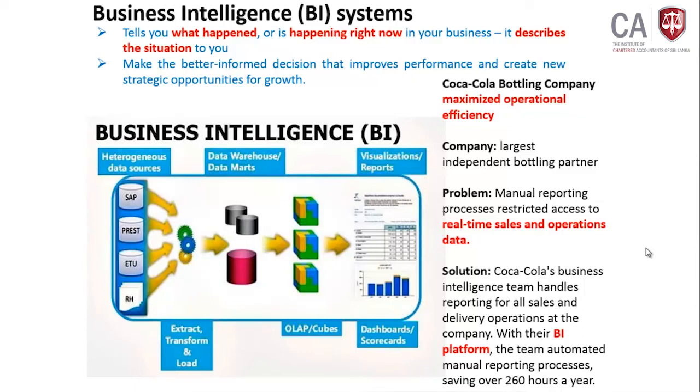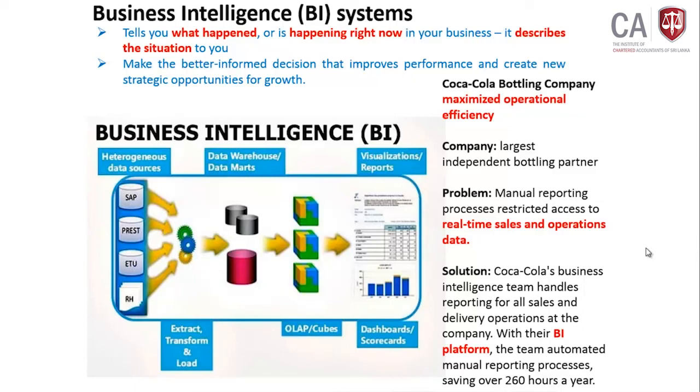and also there can be cubes, like summaries of information. Online analytical processing is used here, and a visualized report will be generated. Dashboard, scorecard, earlier we talked about what the dashboard is. So, you will be getting very good summarized information in visual form as well. So, this business intelligence system will tell where I am, what happened and what is happening now. So, it always describes the situation.